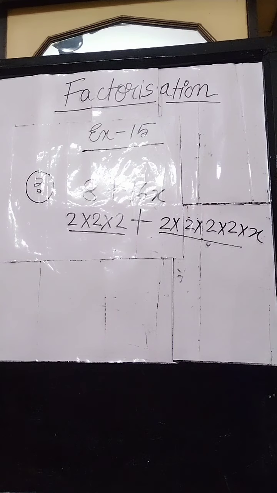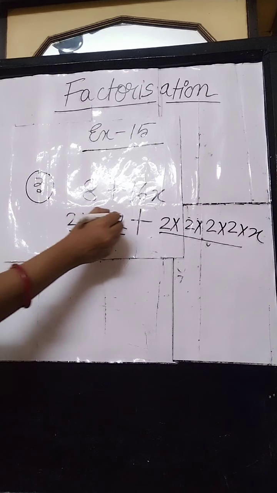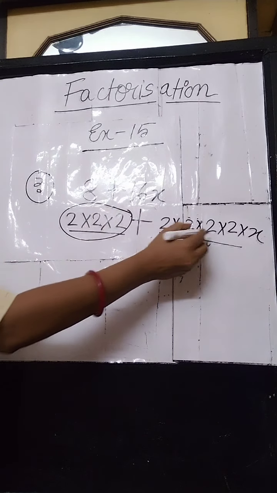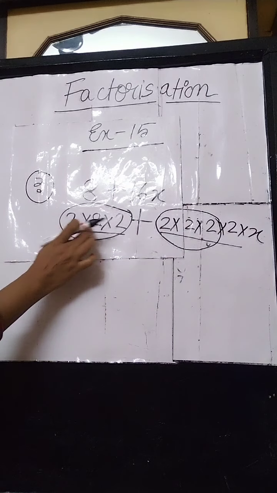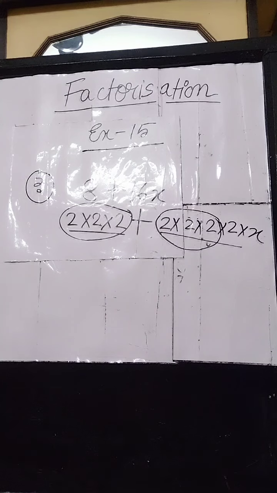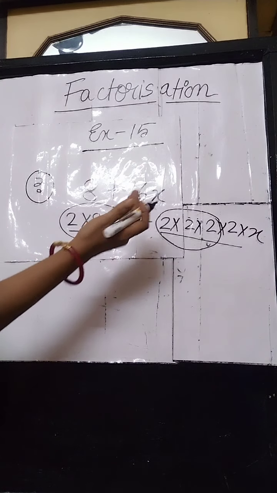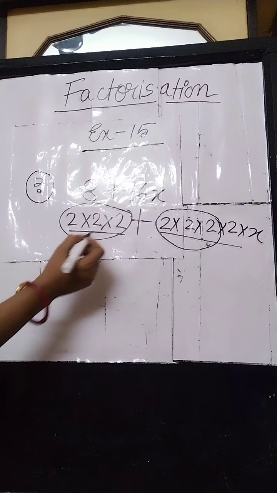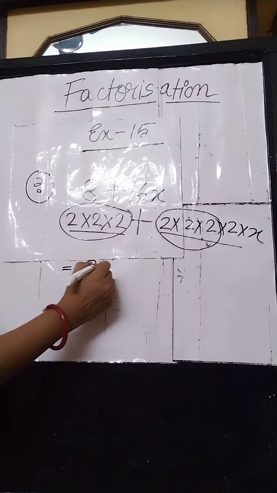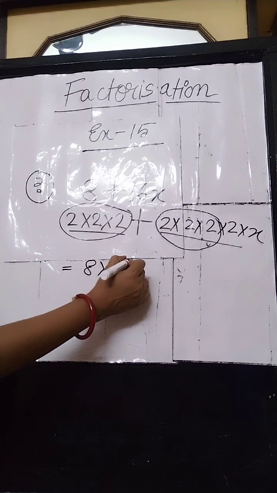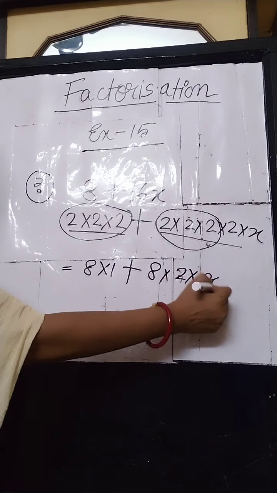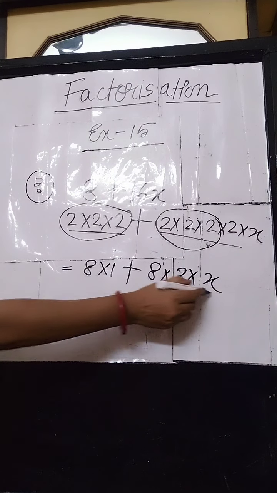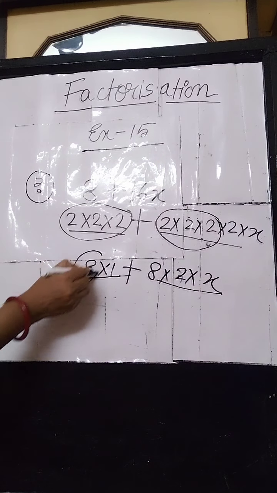So we can see that these three 2's are present in both the terms. In both the terms, these 2's are common. That means 8 is common. Instead of writing 2 into 2 into 2, you can also write 8 into 1, and 16 as 8 into 2 into x. So what is common in both these terms? 8 is common in both these terms.